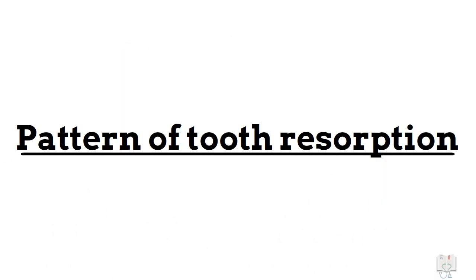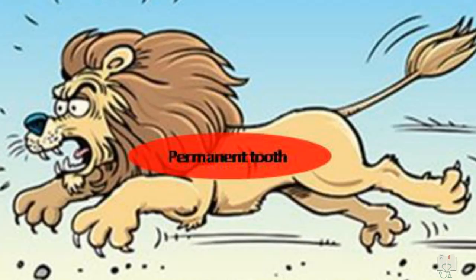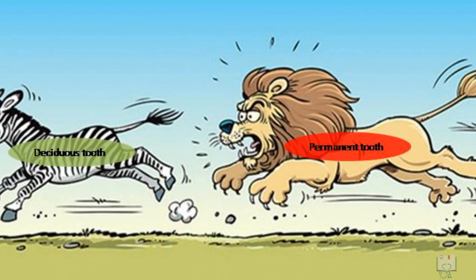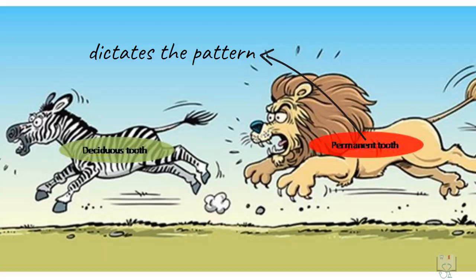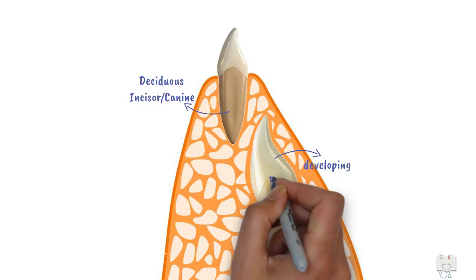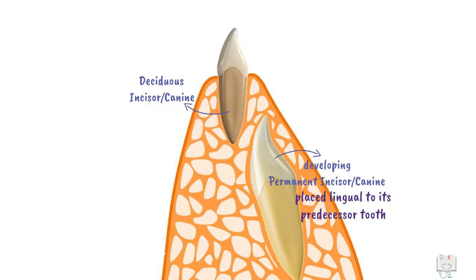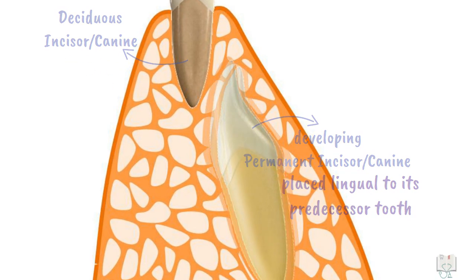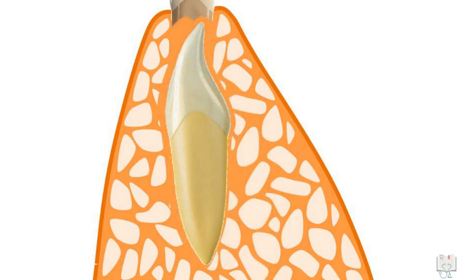Pattern of tooth resorption. As we have read, the shedding of deciduous teeth is the result of progressive resorption of the roots and their supporting tissue. In general, the pressure generated by the growing and erupting permanent tooth dictates the pattern of deciduous tooth resorption. In case of anterior teeth, the developing permanent incisor and canine tooth germs develop in a position lingual to the deciduous tooth. From this position, as they erupt, they cause the resorption of the deciduous tooth root from the lingual side. Later, they occupy an apical position to the tooth and then they finally cause shedding.